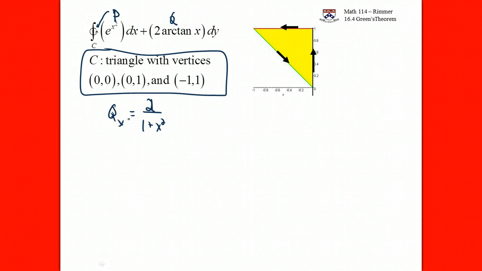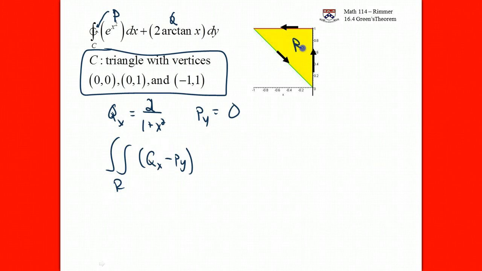And P sub y, there are no y's in P. P sub y is 0. Okay, so Qx minus Py, the integrand in the double integral that you're supposed to be integrating over, is just 2 over 1 plus x squared. Okay, this is going to be just an x and y integral. Your choice. Do you want to do it dy dx, or do you want to do it dx dy?